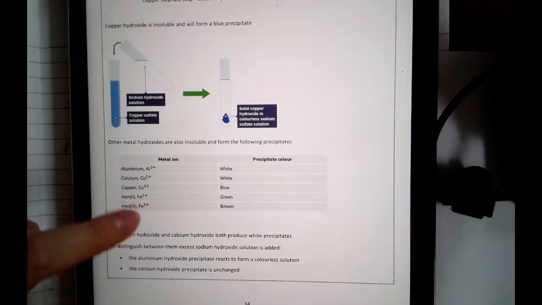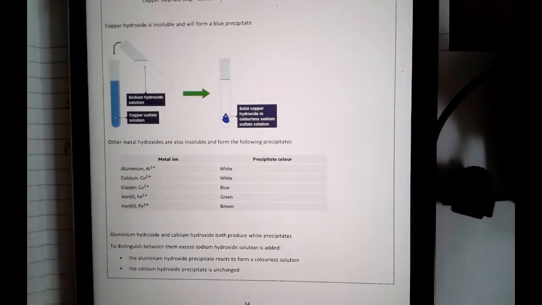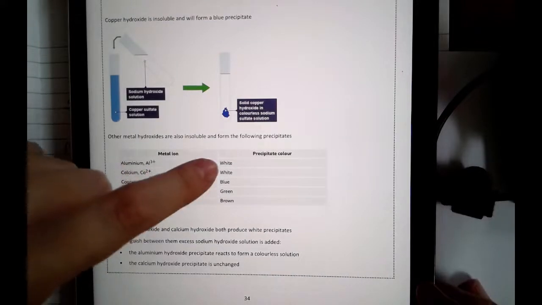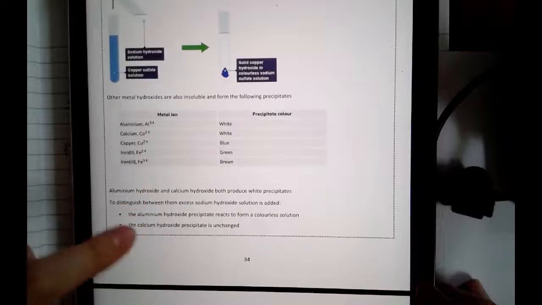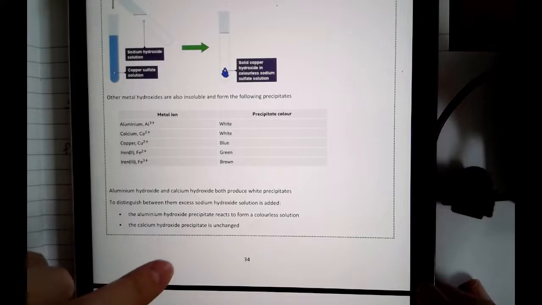You'll need to know the charges on the ions, and you'll need to know the precipitate color that you will get. Pay attention as well to aluminium and calcium. They both give you a white precipitate, but I've included here how you would distinguish between aluminium and calcium. It just involves adding more sodium hydroxide.